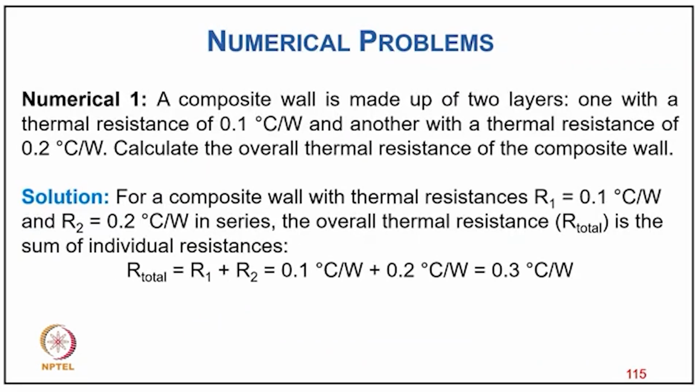Starting with the first numerical: a composite wall made of two layers, one with a thermal resistance of 0.1 Celsius per watt, another with a thermal resistance of 0.2 Celsius per watt. Calculate the overall thermal resistance of the composite wall. The solution: the composite wall has thermal resistances R1 equal to 0.1 Celsius per watt and R2 equal to 0.2 Celsius per watt in series. The overall thermal resistance R total is the sum of the two, R total equal to R1 plus R2, and that comes to 0.3 Celsius per watt.